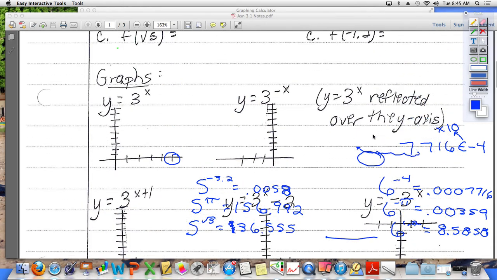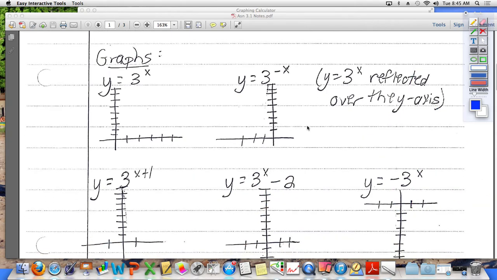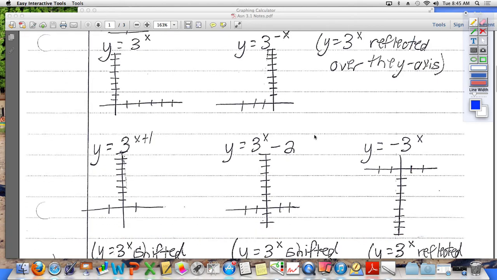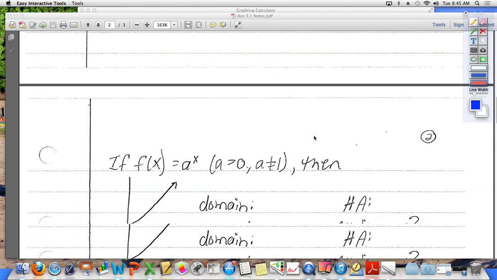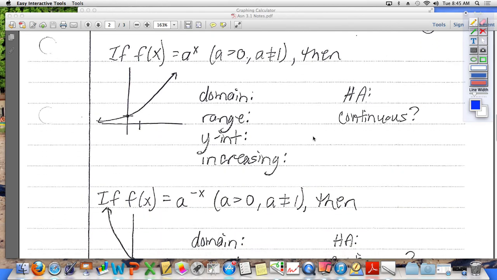These graphs that show up next in your notes are all graphs that you have already graphed on that paper that we just finished before. So I'm not going to worry about those. You don't need to worry about graphing those. Let's move on to this part.